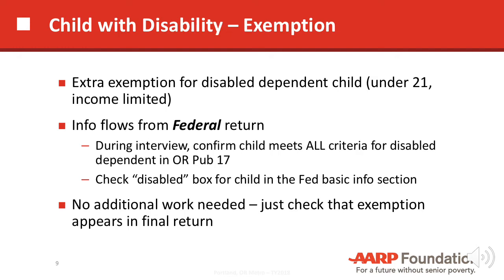For the child with disability exemption, the information on the child will flow through from the federal return automatically with the other dependents. But since the information about the disability itself won't be on the federal return, there's nothing to transfer. If the taxpayer indicates that they may have a child with a qualifying disability, you'll consult the Oregon Pub 17 to ensure those criteria are met, and then just simply check the disabled box in the basic info section.